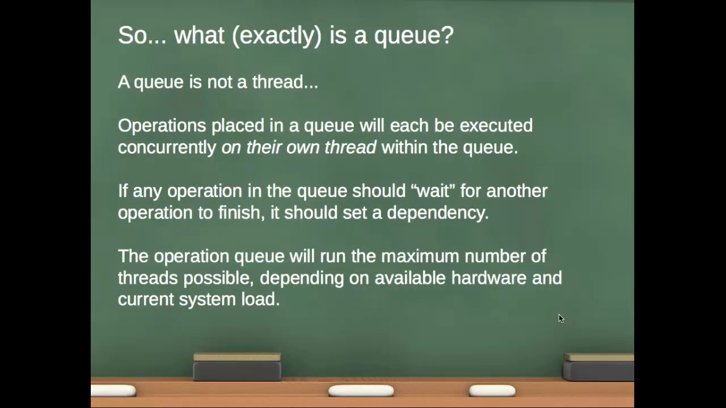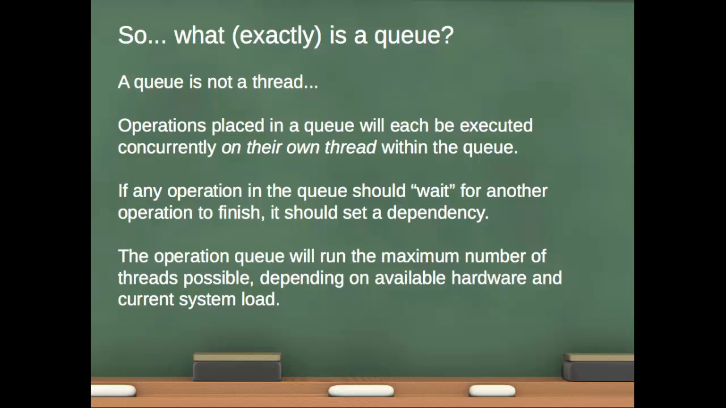So what exactly is a queue? Well, the biggest thing is that a queue is not a thread. A queue is a collection of operations, and each operation within that queue is going to run on its own thread. And as far as possible, all the operations within a queue are going to be run concurrently.